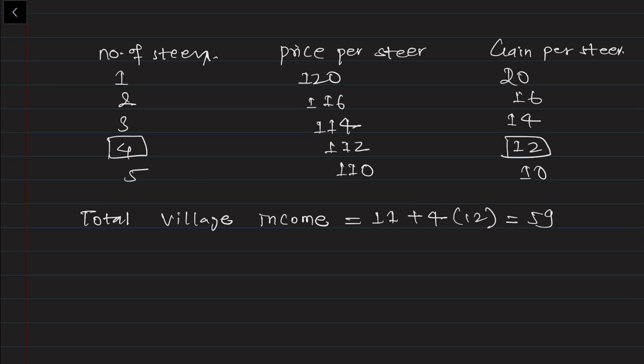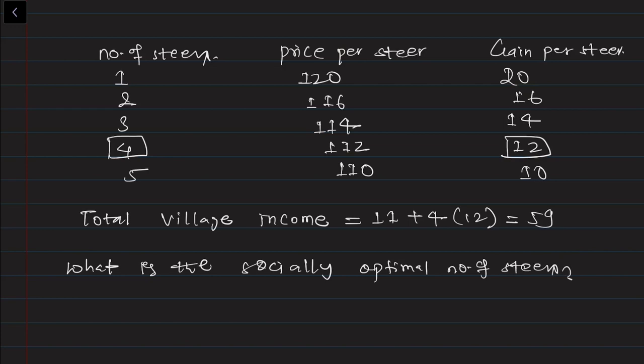All right. Now let's add one more question to this scenario. What is the socially optimal number of steers? In other words, from society's perspective, how many steers should be sent onto the common grassland?